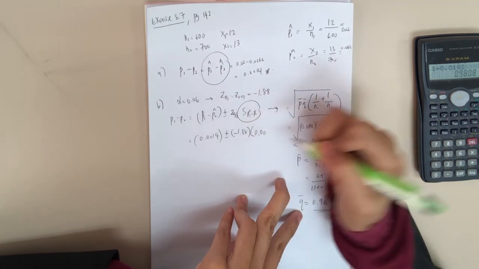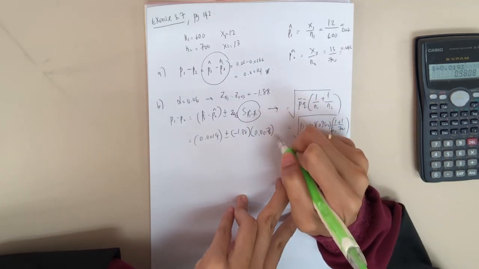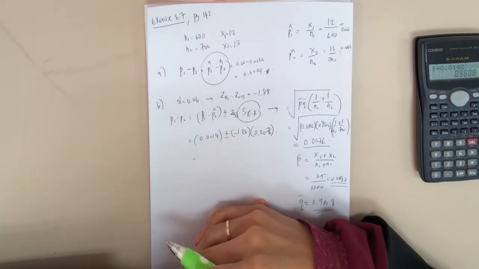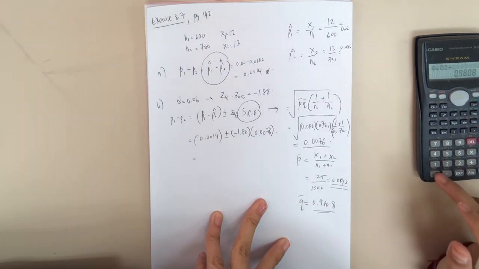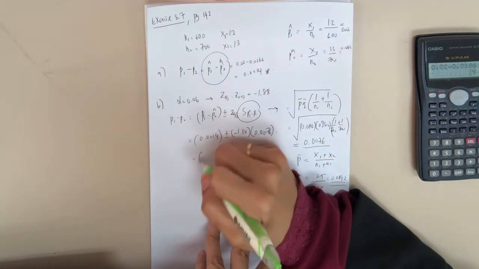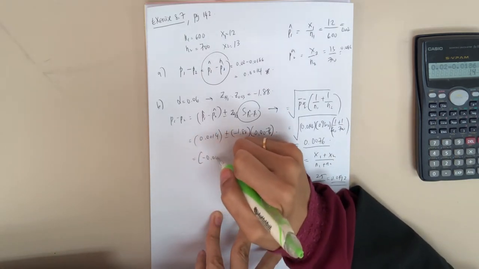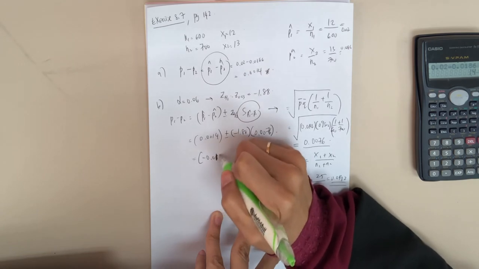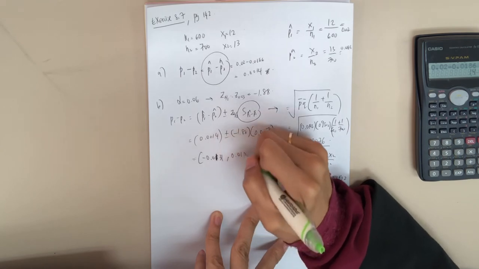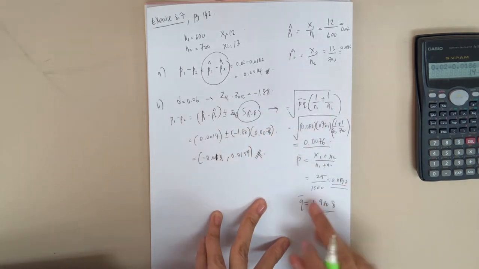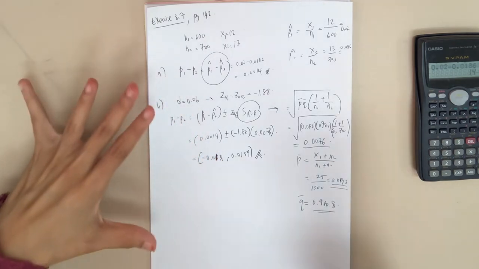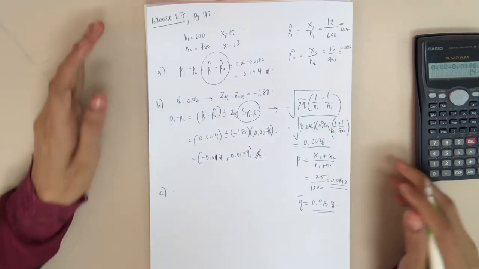After you get this value, substitute back here, 0.0076. Then calculate. When you calculate it, you will get the interval negative 0.0131 comma 0.0159. So this is the 94% confidence interval. Now we proceed to question C.